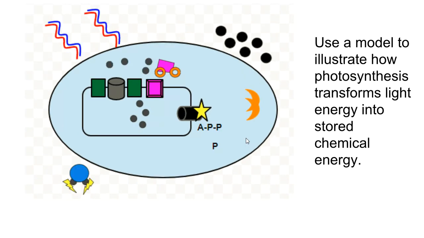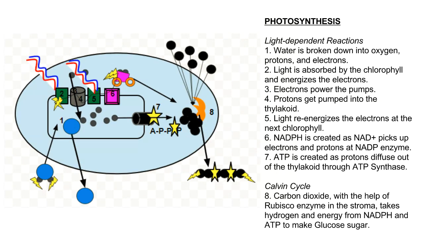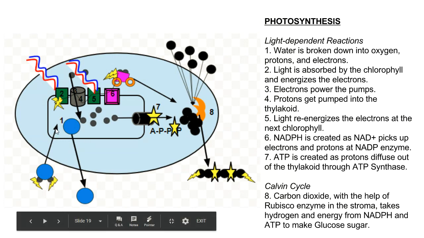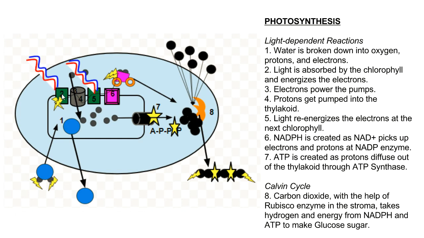Okay, so again, if we are given this blank template, this model, we need to illustrate how photosynthesis transforms light energy into stored chemical energy, and this is how it would look as a fully completed process. Step 1, water is broken down. Step 2, light energizes the electrons.